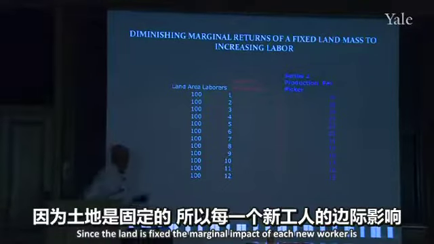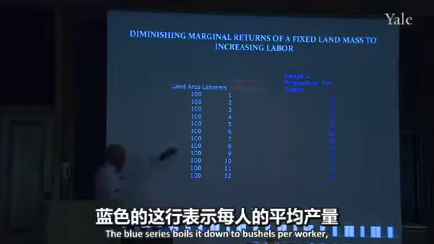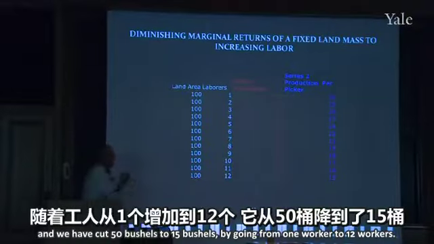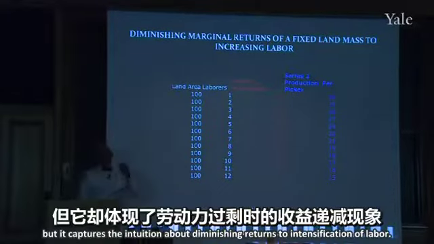Since the land is fixed, the marginal impact of each new worker is a little less than the marginal impact of the worker before. And the blue series boils it down to bushels per worker. And we have cut 50 bushels to 15 bushels by going from one worker to 12 workers. Now, this is all just made up stuff, but it captures the intuition about diminishing returns to intensification of labor.